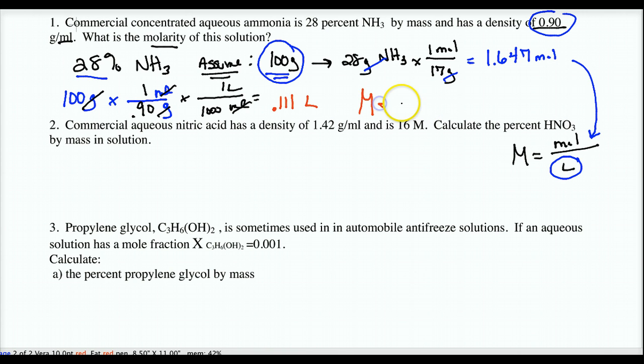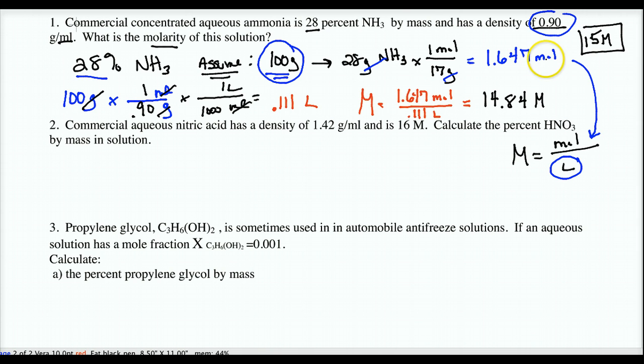So my molarity is equal to my 1.647 moles over my 0.111 liter. Mole per liter is what molarity is based upon. Put this through my calculator, I get 14.84. Okay, and that's moles per liter or big M. You can write it either way. Since I'm dealing with looks like 2 significant figures, this is going to round off to about 15 big M. Okay, and that's how we did it. And let's go through the next one.